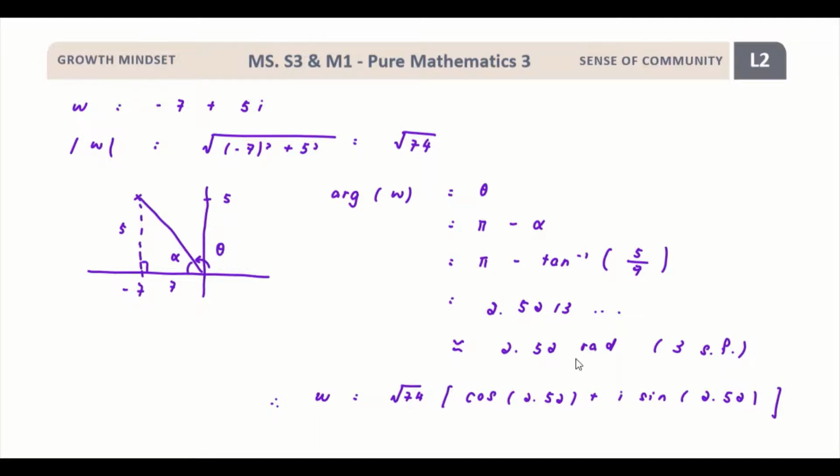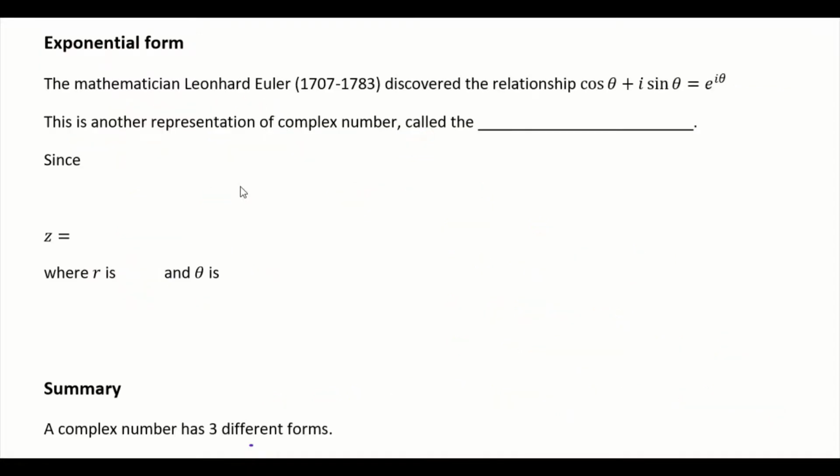Now we will proceed with the second form, which is the exponential form. A long time ago, a mathematician named Euler discovered a relationship that states that cos theta plus i sine theta is equal to e to the power of i theta. This relationship is called Euler's formula in mathematics.